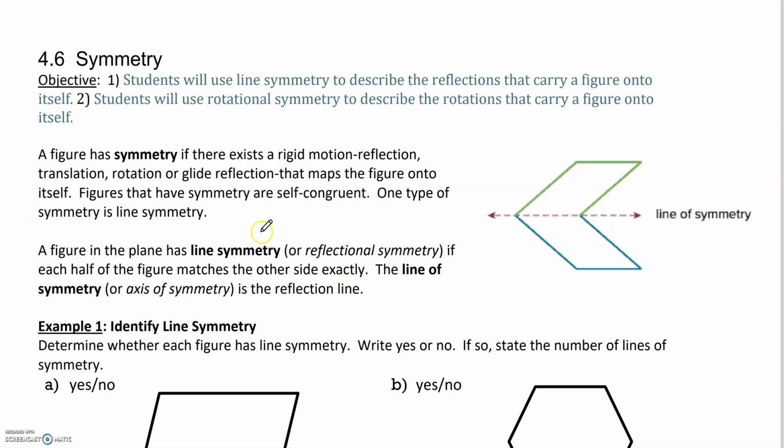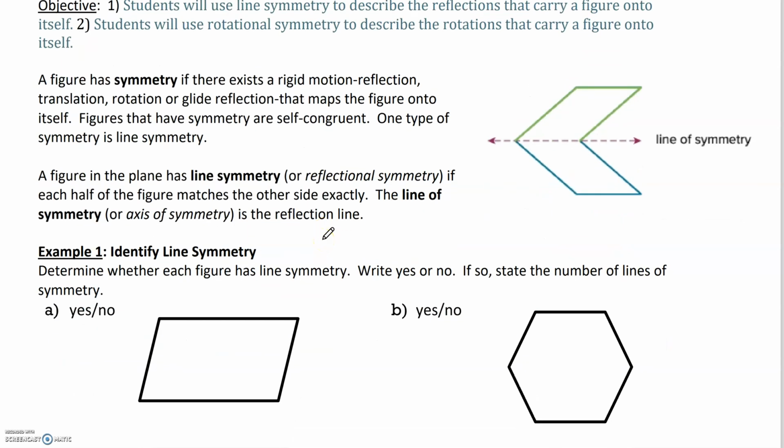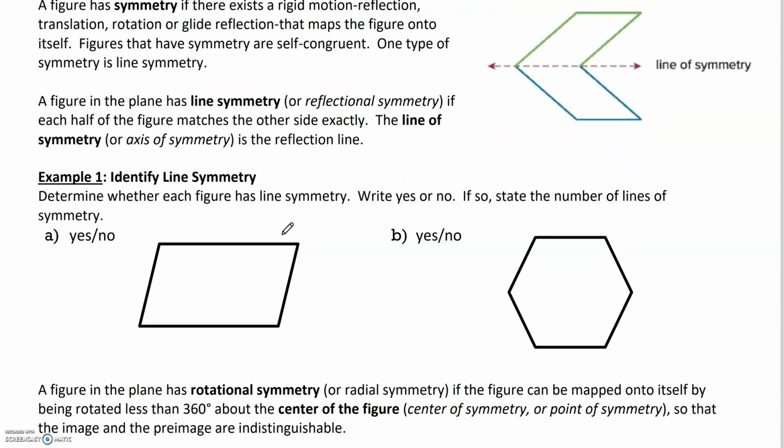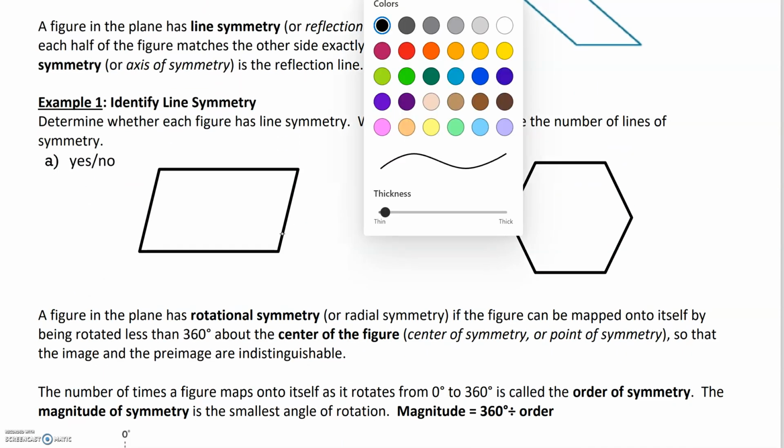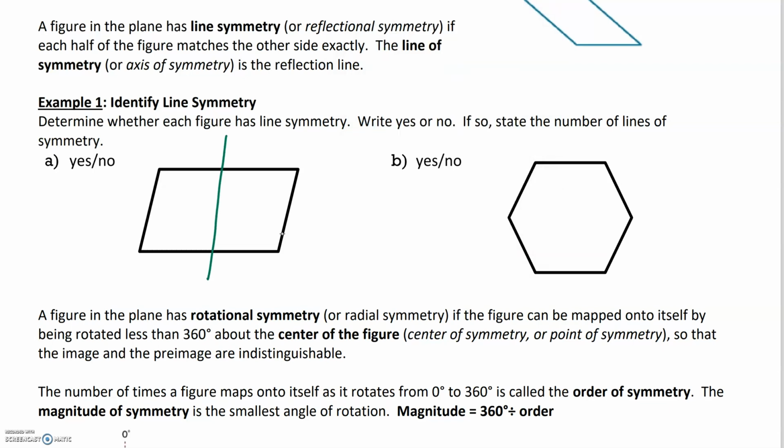One type of symmetry is line symmetry, and you can see that line here where we put the line in there and it divides the figure into that reflection, or reflectional symmetry, and it matches up. So we're going to determine if these have line symmetry. If we were to draw a line this way, would it match up? No. If we were to draw a line this way, would it fold down onto that one?